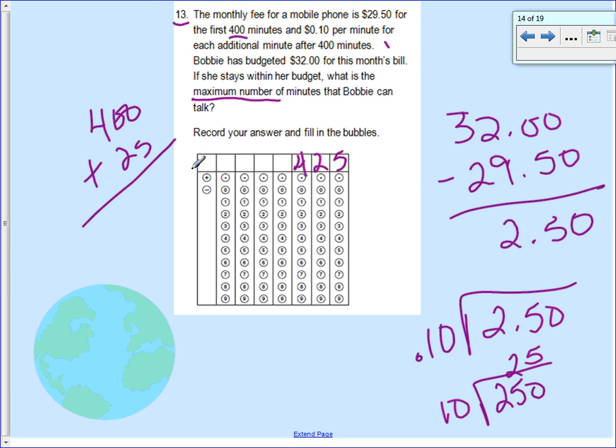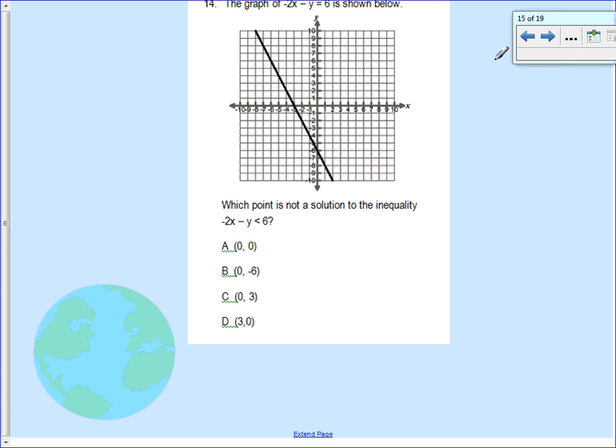Good job. Okay? Fill it in 4, 2, and 5. Ready? Yes. We're almost done.